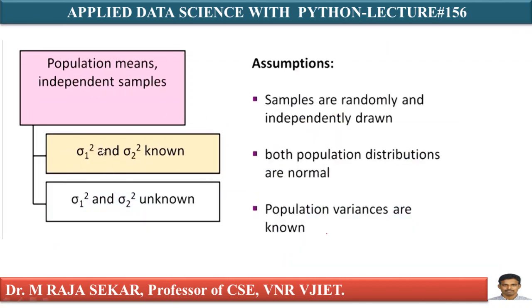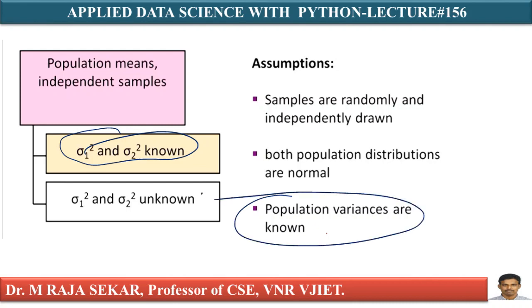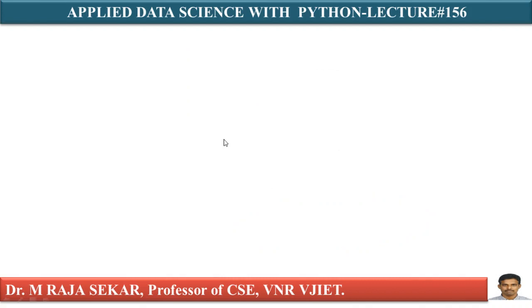Sigma 1 square and sigma 2 square known, in population means with independent samples. These are the assumptions: samples are randomly and independently drawn, both population distributions are normal, and population variances are known. Population variances known means this must be the case.